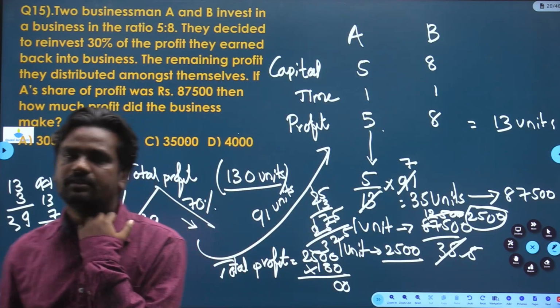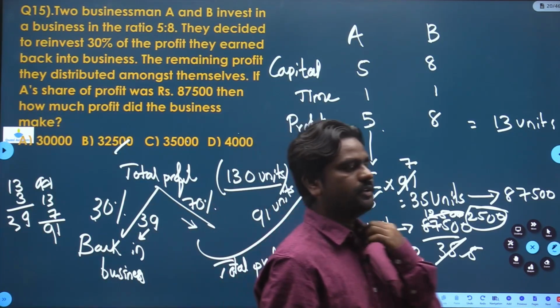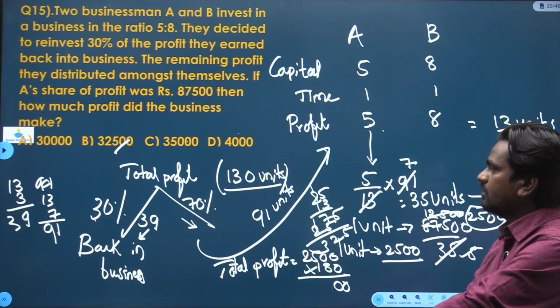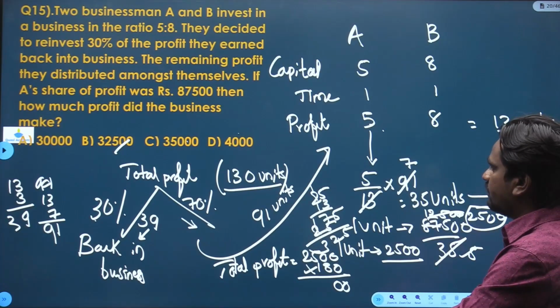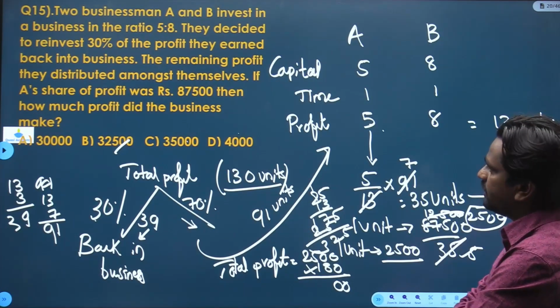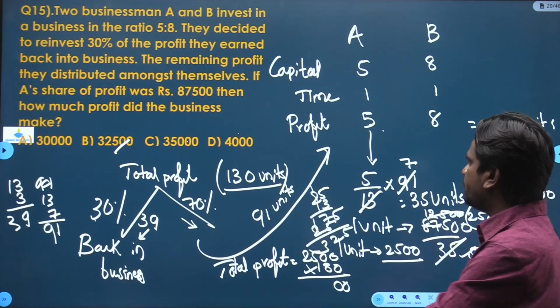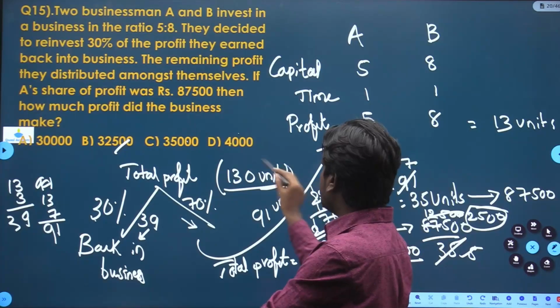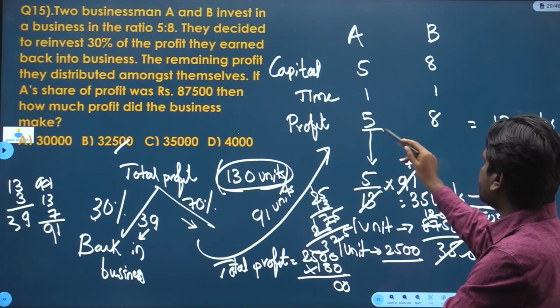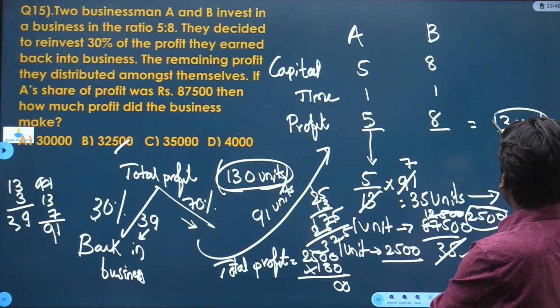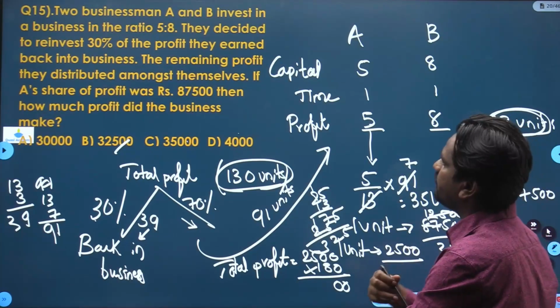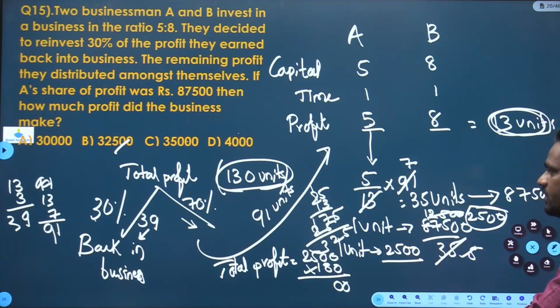Total profit is 130 units, so it is nothing but 130 into 2,500, which is 3,25,000. Okay. So here we are assuming 130 units as the total profit because the summation is 13 units. That's why we are assuming the total profit as 130 units.